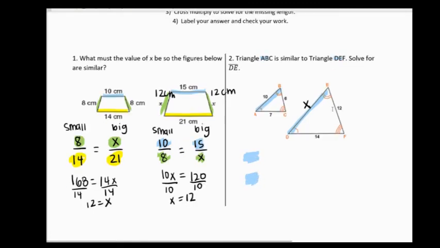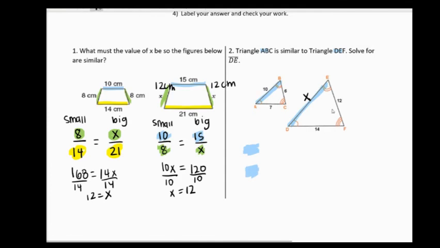We'll do it this way this time. So if I choose to put the blues on top of each other, I'll have 10 over x. That means on top, I talked about the small shape, and then on the bottom, I talked about the big shape. So whichever other pair of sides I decide to choose, I need to make sure that I put small shape over big shape. So if I decide I want to use BC, BC is corresponding with EF. So if I put those over here, I need to make sure that I have my smaller shape number first, which is 6, and then I compare it to my bigger shape number, which is 12.